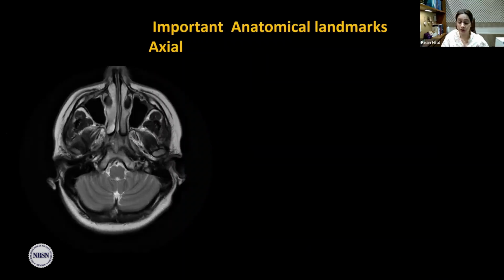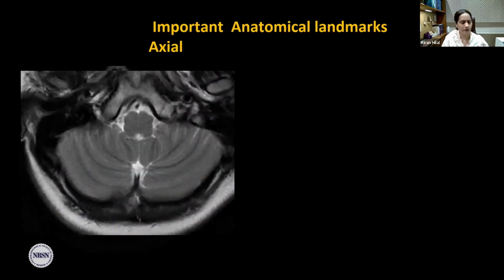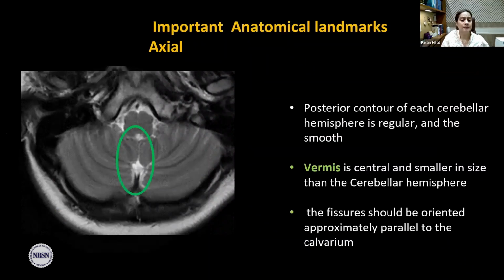Now talking about the posterior cranial fossa anatomy of the cerebellum. I won't go into detail, but the important thing I want you to remember is that the vermis is always centrally located, smaller in size than the cerebral hemisphere. Remember the contour of the posterior cerebellum, which is very smooth and regular.